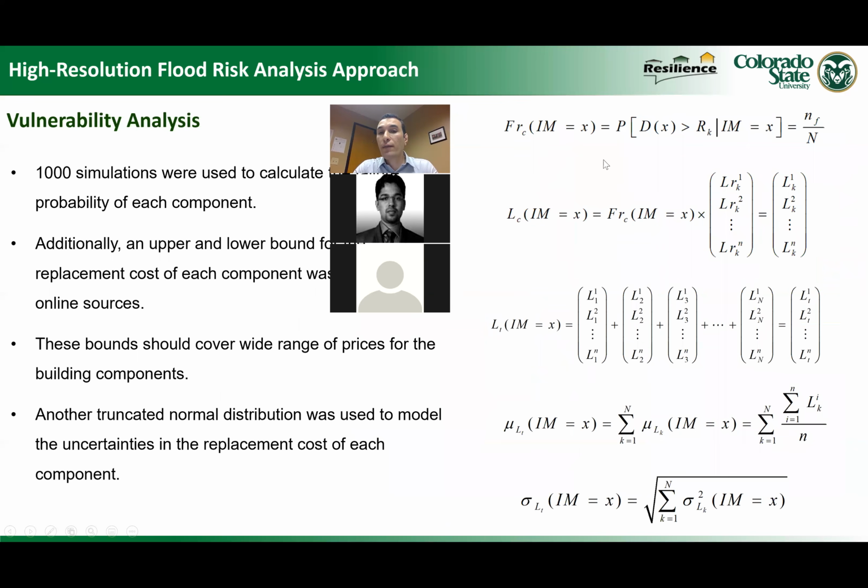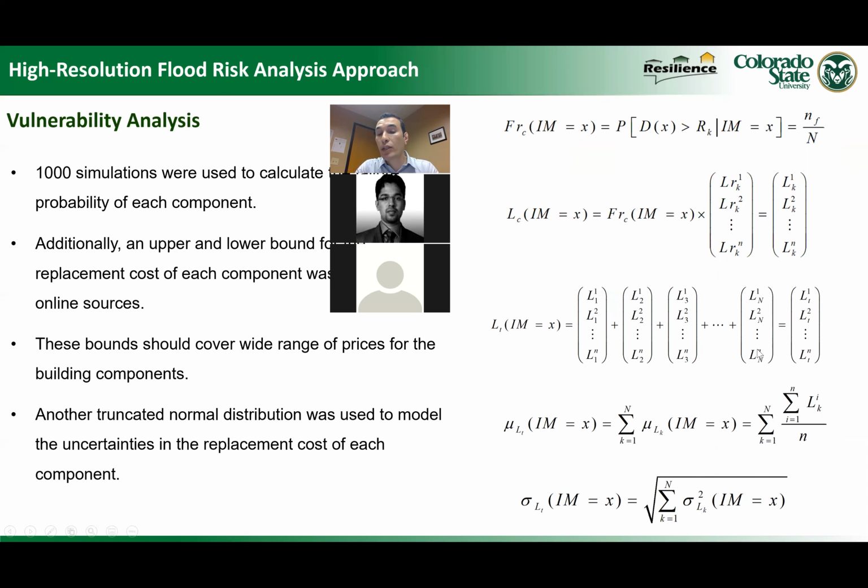This equation gives us the failure probability of each component at an intensity measure, say flood depth equal to 1 meter, and it calculates the number of fails over the total number of simulations to get the failure probability at each intensity measure. Similarly, we calculate the replacement cost, or the loss, for the component by multiplying its probability of failure by a vector of randomly simulated replacement costs to get 1,000 simulations of the replacement cost of the component. And we summed the replacement cost for each one of these components.